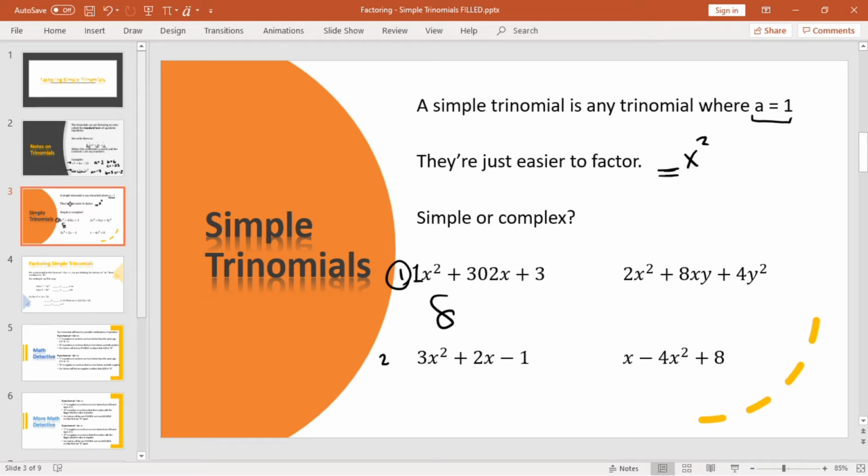What about down here? Simple or complex? There's a 1, but it's not the a value. A equals 3. So this is a more complex one.